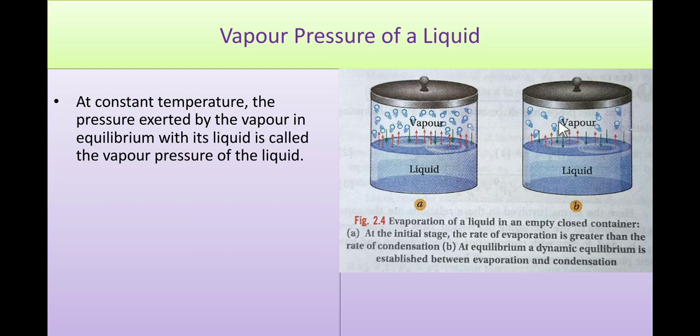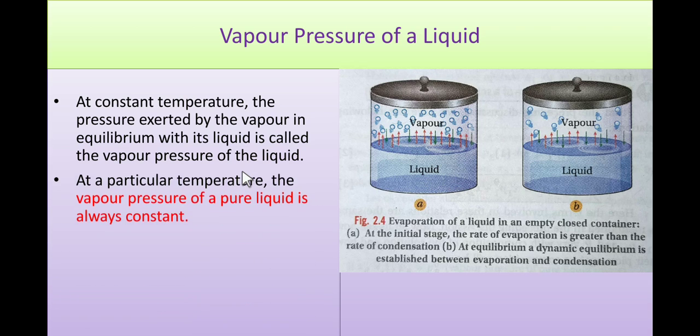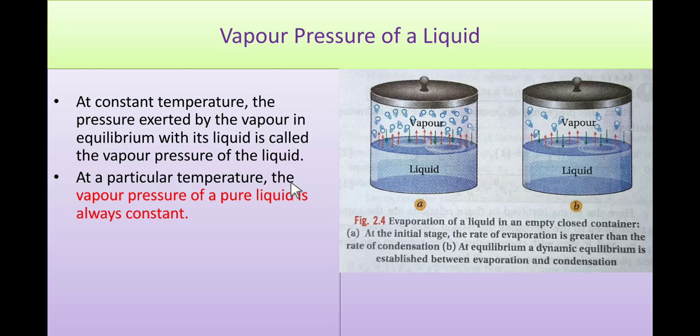And the pressure exerted by the vapor on the walls of the container is called saturated vapor pressure or simply vapor pressure. So the definition is: at constant temperature, the pressure exerted by the vapor in equilibrium with its liquid is called vapor pressure of the liquid. At a particular temperature, the vapor pressure of a pure liquid is always constant.